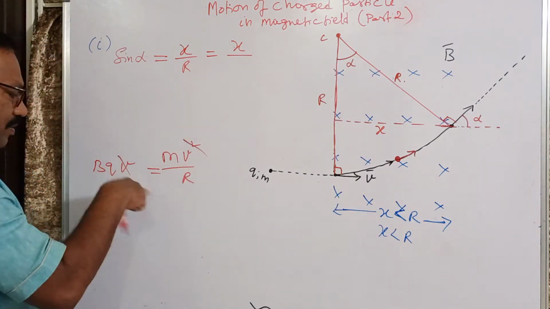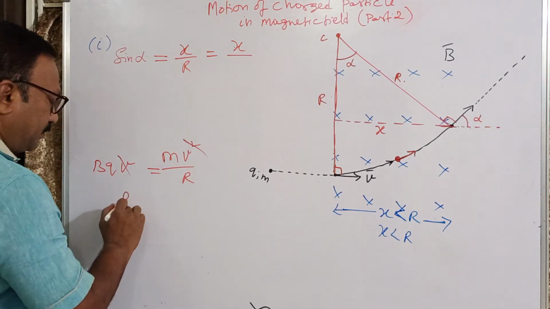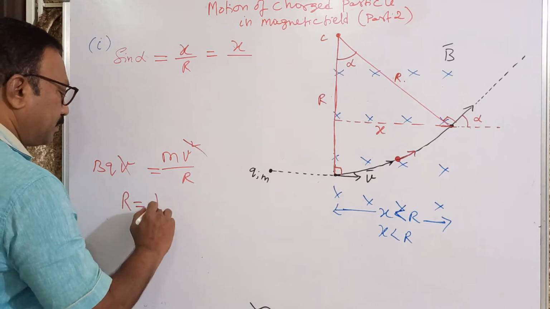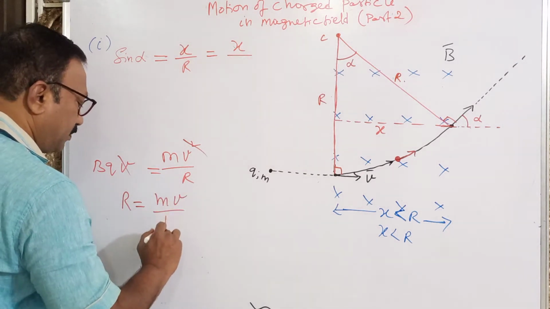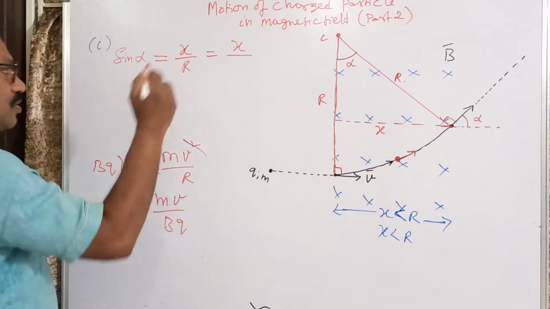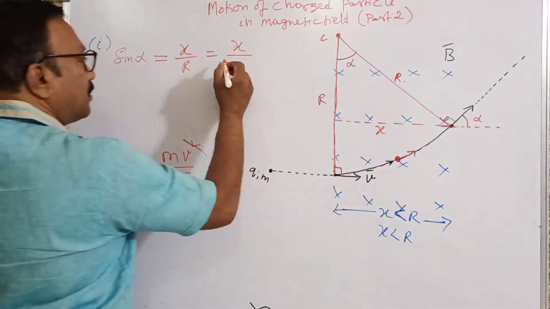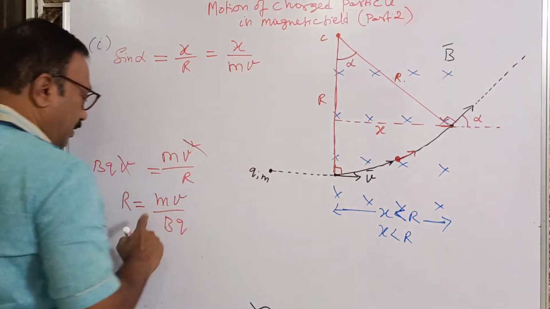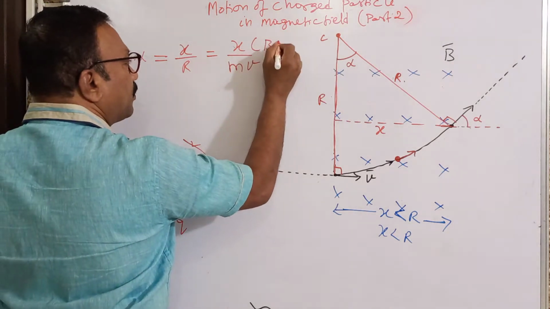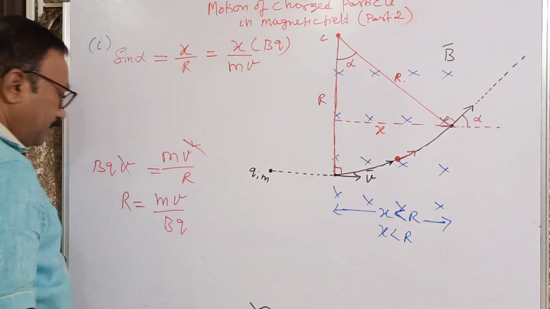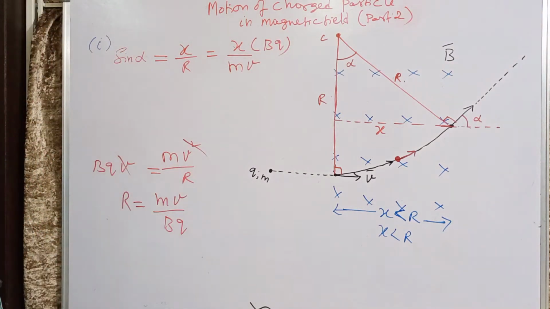So what is radius now? mv by bq. This we did already. But anyhow, I am doing it again. So let me substitute the radius here. This is nothing but mv divided by bq. So the radius is mv by bq.